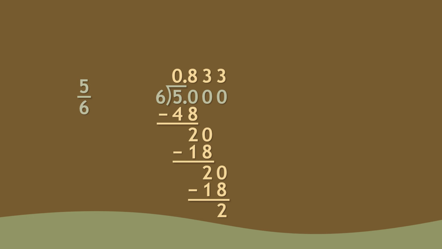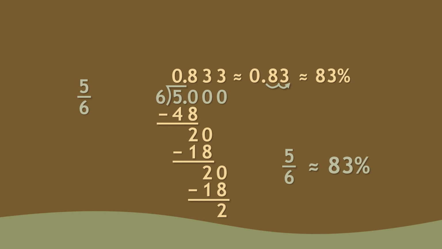So we're going to look at the number that's in our hundredths place, which in this case is the first 3. We're going to look to the number to the right, which is another 3. And we're going to determine that that number in the hundredths place is going to stay the same. So this decimal can be rewritten as just 0.83 or 83 hundredths. And now that you hear me say 83 hundredths, you should know that 83 hundredths can be rewritten as a percent of 83%. So we can say that 5/6 is equal to 83%.